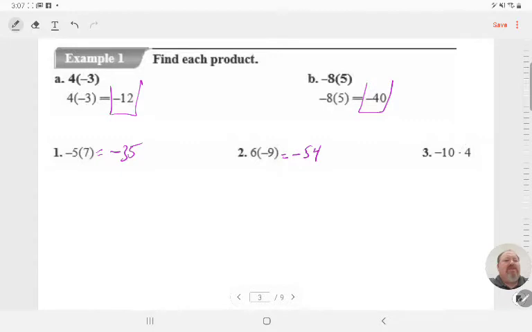And the last one is negative 10 times 4. One is negative, one is positive, so the answer is negative, and 10 times 4 is 40, so it's negative 40. All right, I'm sure you all did great.